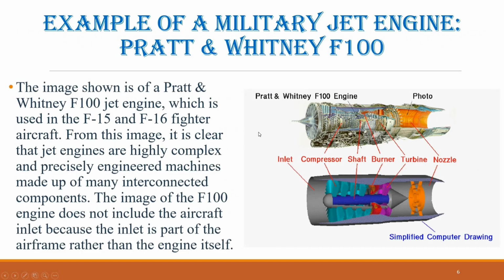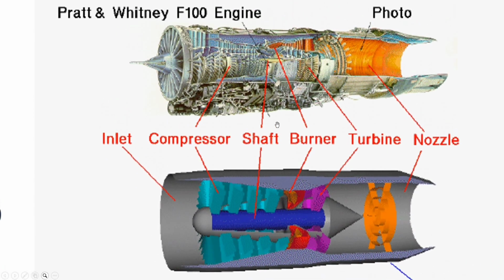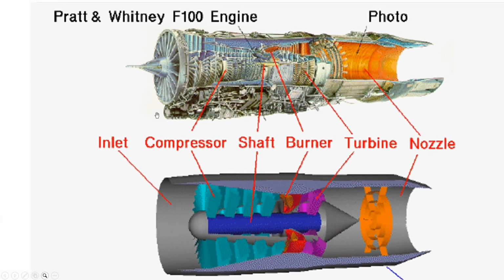Example of a military jet engine, Pratt & Whitney F100. The image shown is of a Pratt & Whitney F100 jet engine, which is used in the F-15 and F-16 fighter aircraft. From this image, it is clear that jet engines are highly complex and precisely engineered machines made up of many interconnected components. The image of the F100 engine does not include the aircraft inlet because the inlet is part of the airframe rather than the engine itself. Inlet design varies from one aircraft to another depending on performance requirements, flight speed, and mission profile.